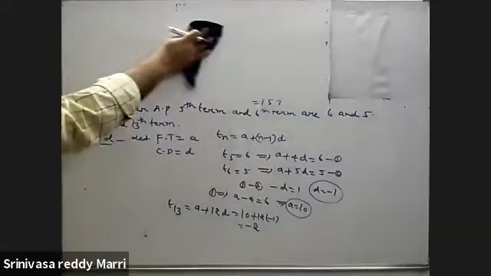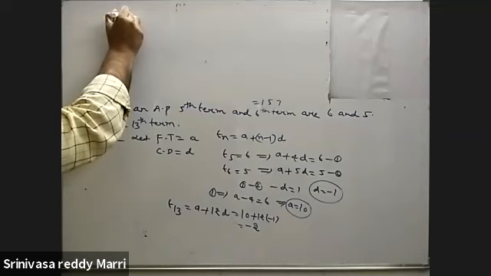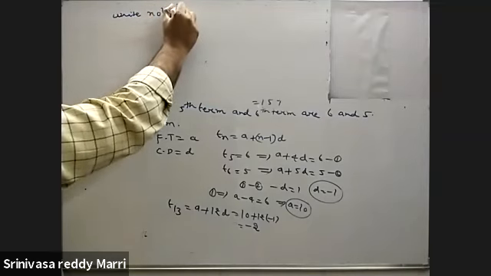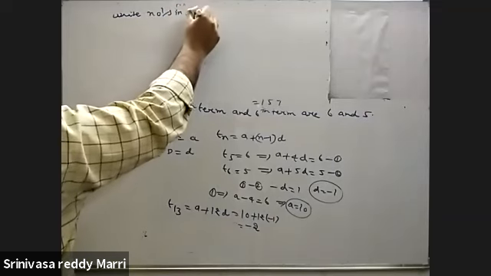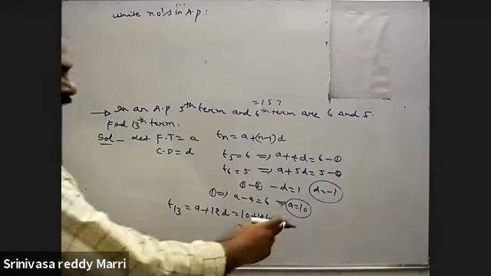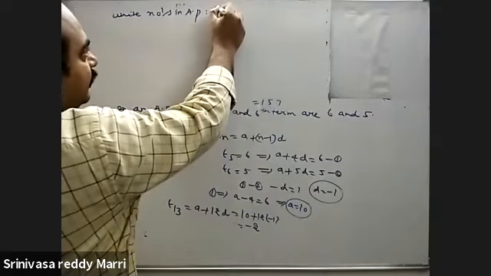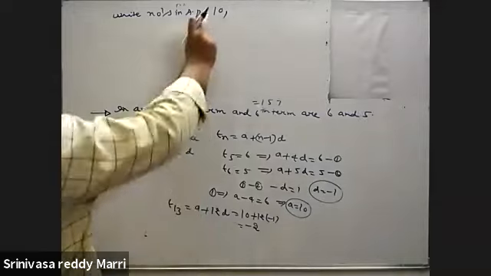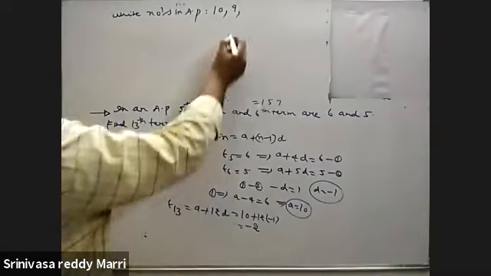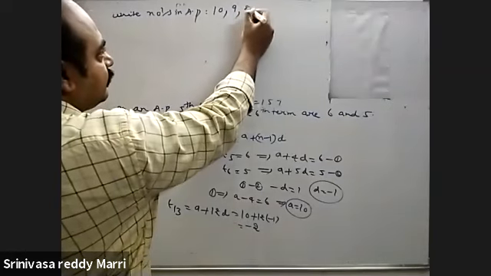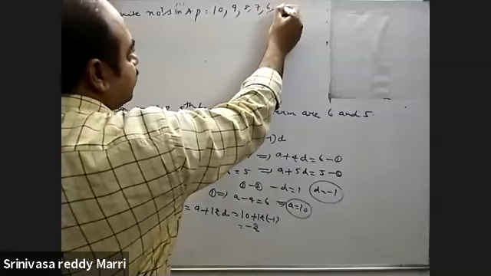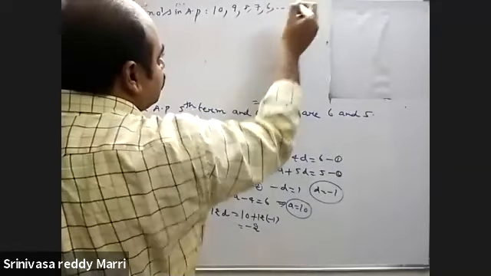Suppose in this problem you are asked to write the numbers in the AP. First term is 10. Look at 10. The next, second term, means add d to it: 9, that is 10 minus 1. Add d to it: 8. Add d to it: 7. Add d to it, like that. This is the AP.